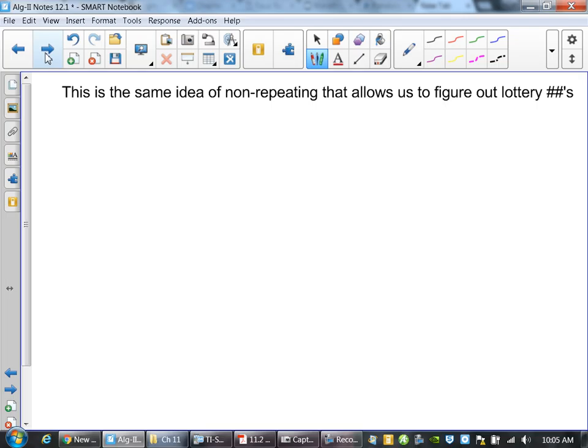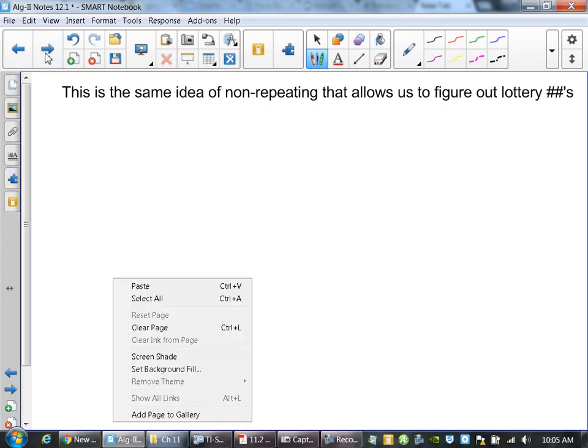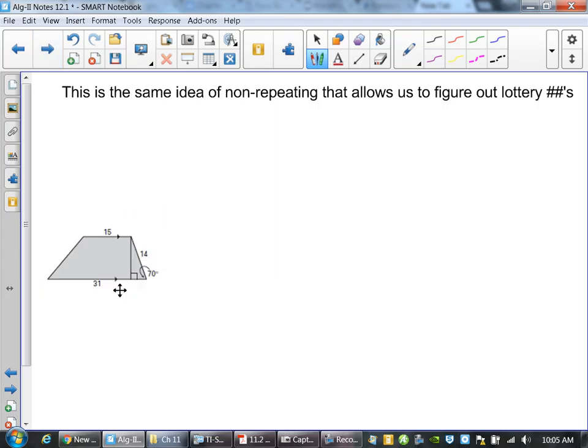Same basic idea for non-repeating allows you to figure out lottery numbers for the different possibles of lottery numbers. I did that website with you guys before when we were doing the lottery stuff. I'll start doing that again here soon. We'll talk more about this when we start looking at the possible ways of doing that. I'm kind of running out of time.